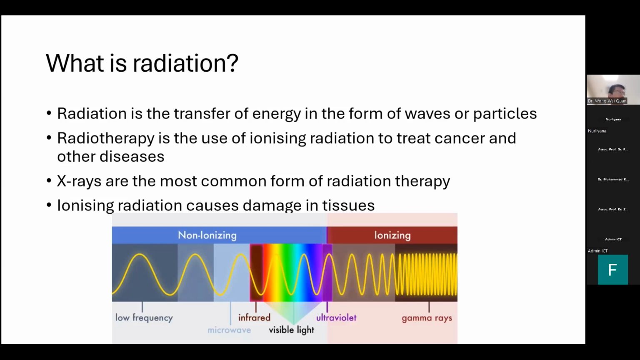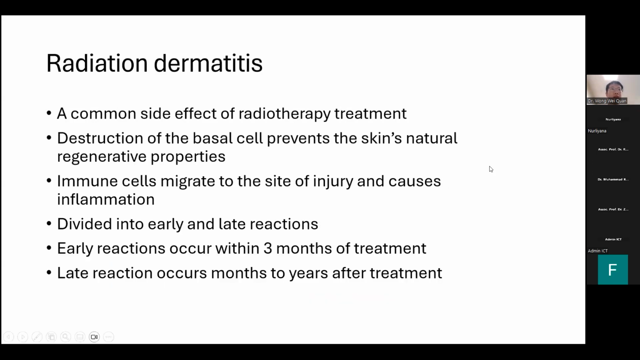And the most common form of radiation that we use for treatment or radiotherapy are X-rays. So ionizing radiation can cause damage in tissues, and basically it treats cancer by killing off cancer cells. And surrounding cancer cells, we have normal tissues, and these normal tissues are also affected by the radiation. So radiation dermatitis is common. It can occur in up to 90% of patients treated with radiation, and it can range from mild to severe.